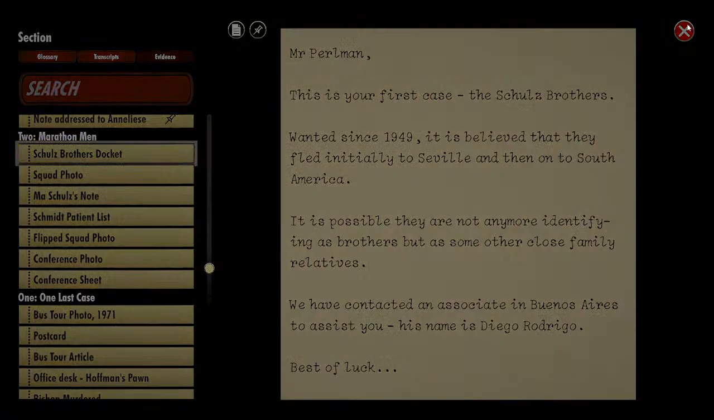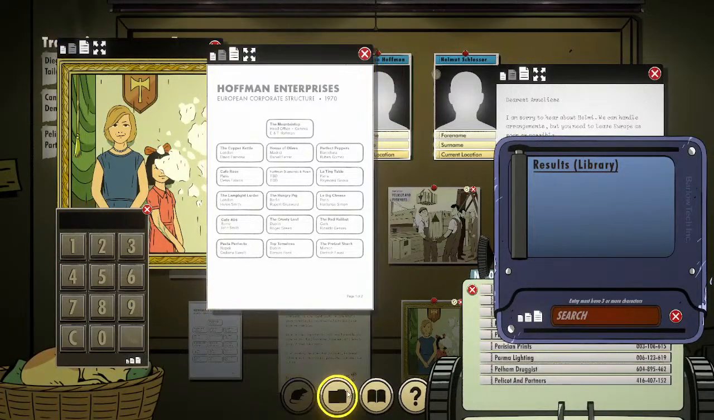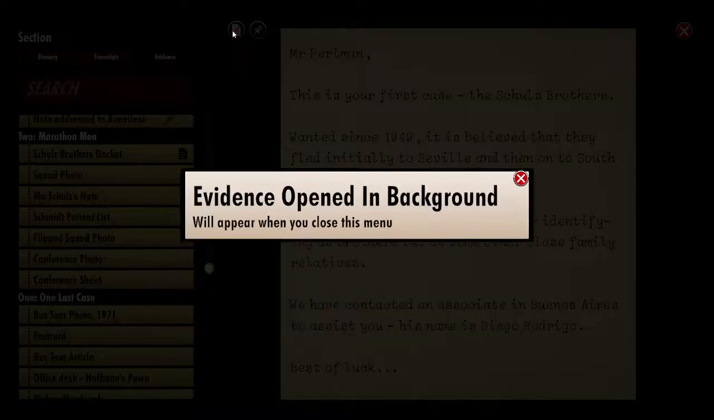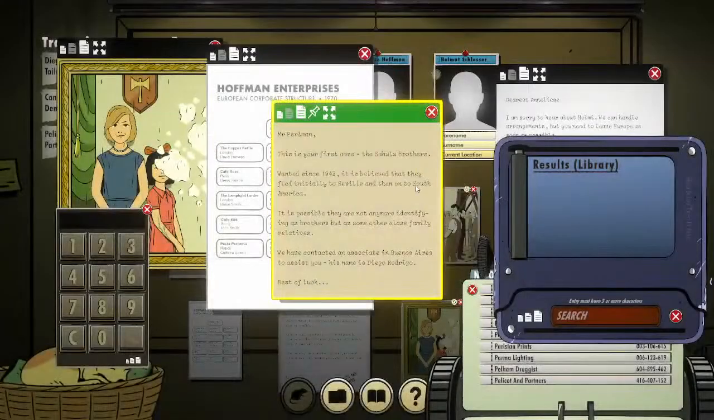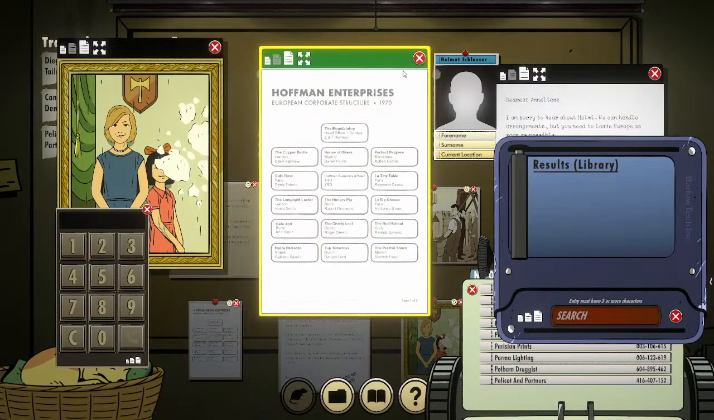Okay, Seville. Can I make my own notes? Is that allowed? Evidence open in background. What? Okay, I can't make my own notes. I would have to do it separately. But I figured something out.